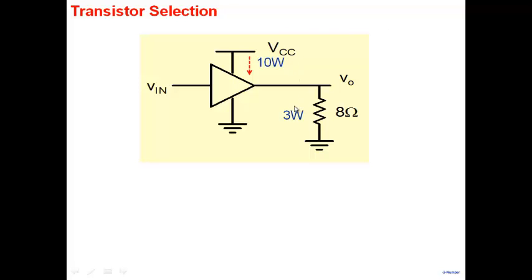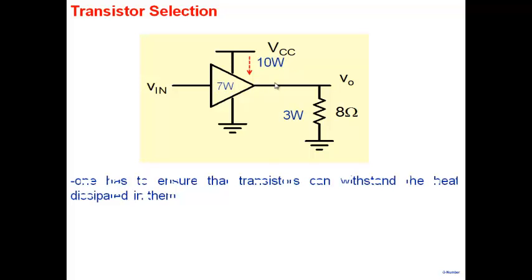As an example, let's say 3 watts of power is being delivered to an 8 ohm, say, loudspeaker, and you're taking 10 watts from the power supply. So obviously 7 watts is dissipated here. And efficiency then is 3 by 10, 30%. Now, one has to ensure that the transistors you use for building the amplifier can withstand the 7 watts of power dissipation.